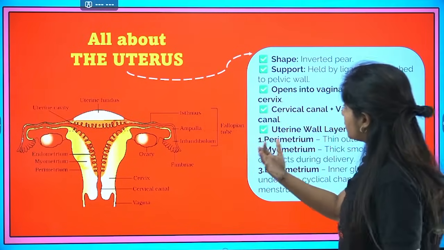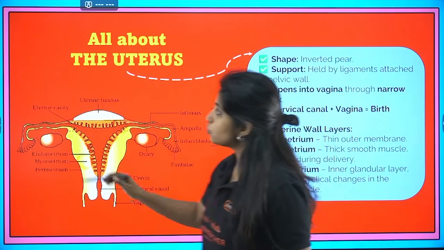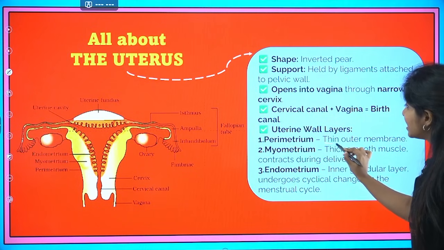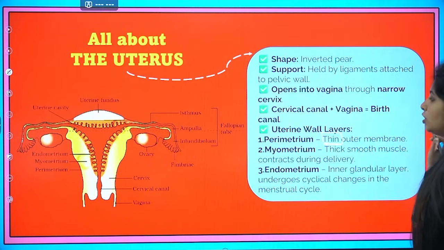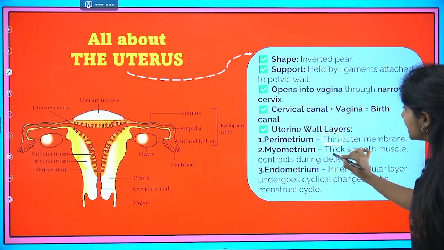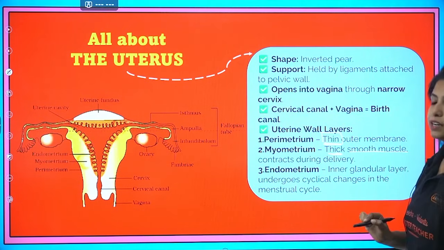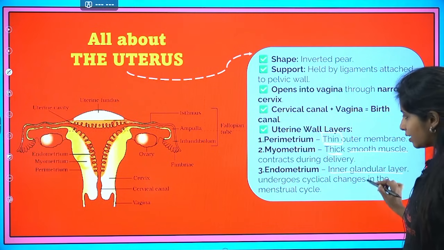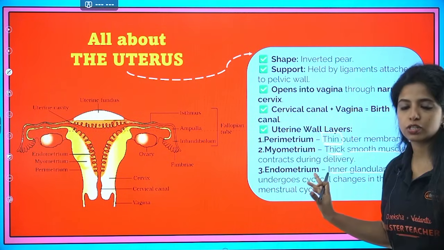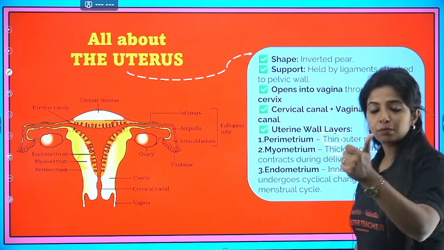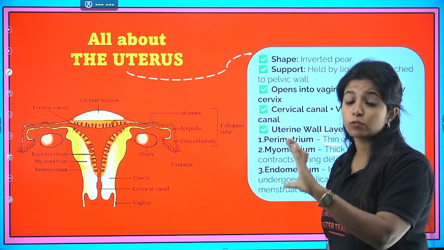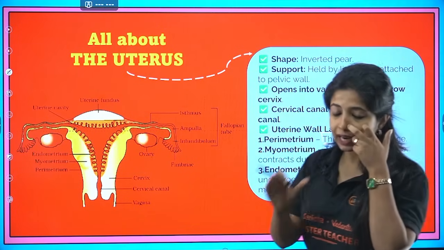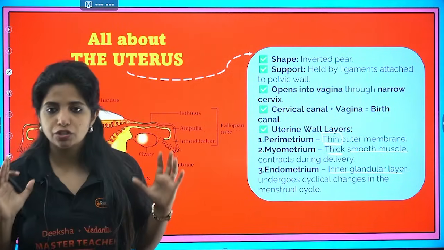Fine. Now let me read about it. You will get an understanding of it, and please know the small details about all of them, they are important. Perimetrium is the thin outer membrane. Myometrium is the thick smooth muscle layer, which contracts during delivery. Endometrium is the inner glandular layer, which undergoes cyclic changes in the menstrual cycle. So perimetrium is thin, myometrium is thick and has smooth muscles, and endometrium is the inner glandular layer that undergoes cyclic changes.